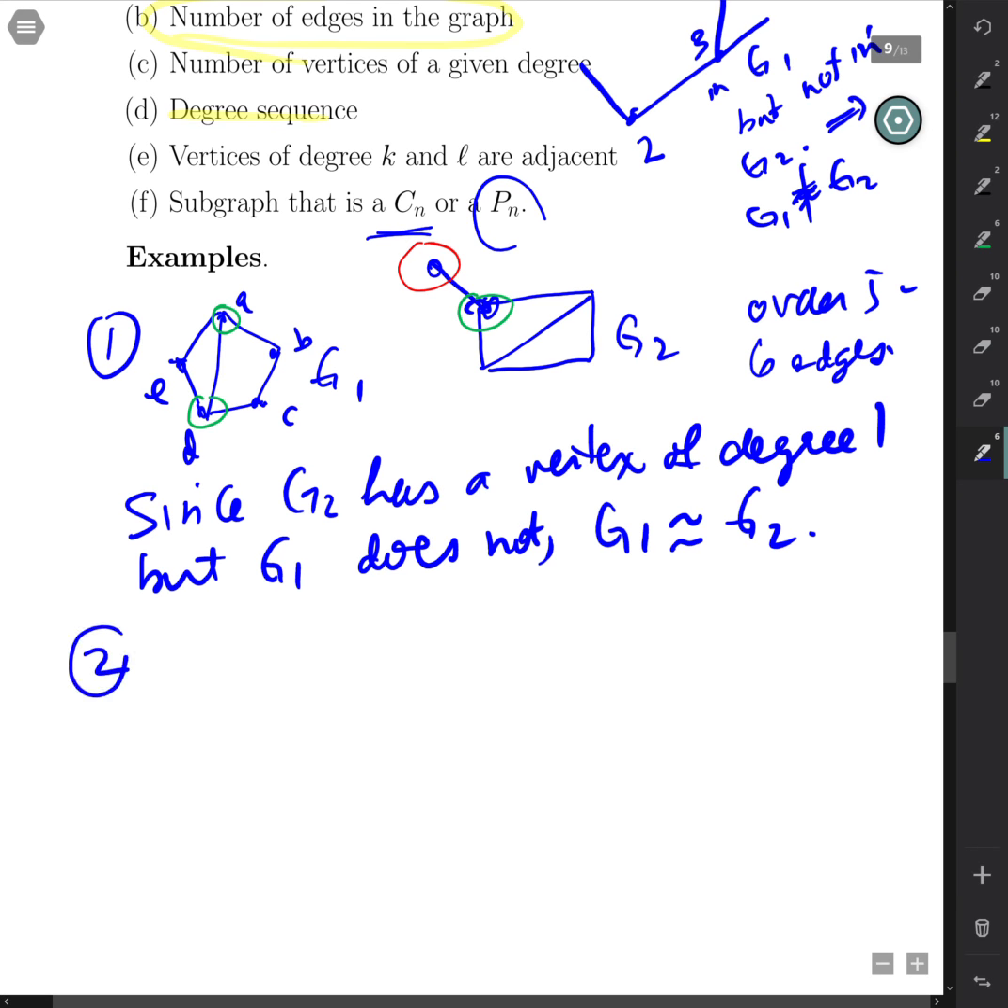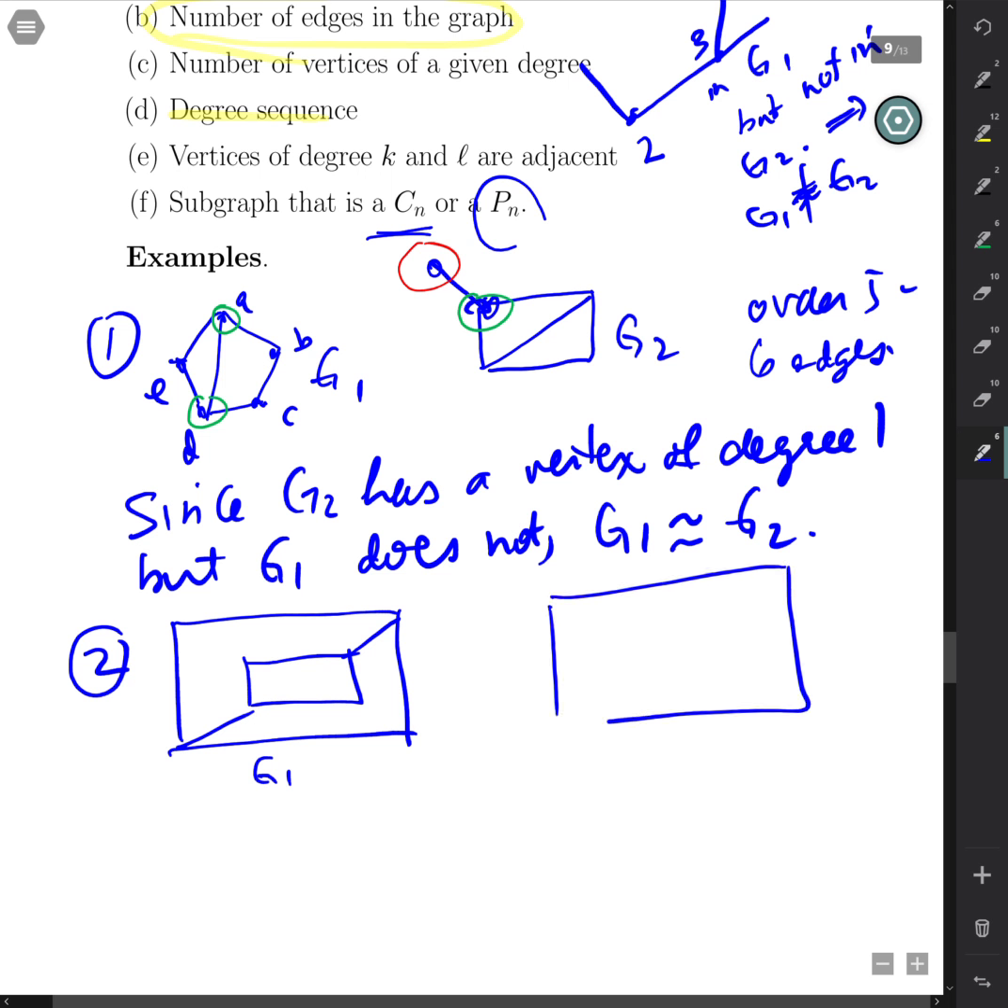As a second example, let's take these two graphs here. That one, so that'd be G1 in this case, and let's take as G2 similar sort of graph like so. So again, they have a lot of similar features.